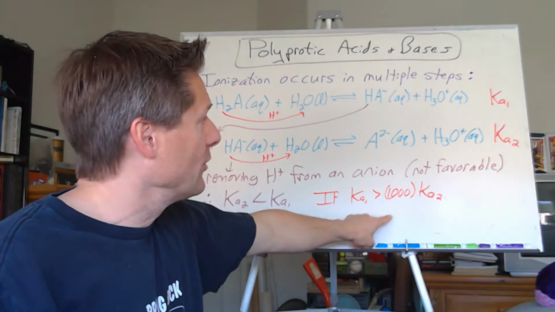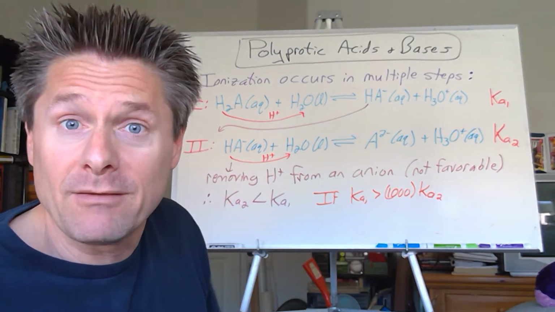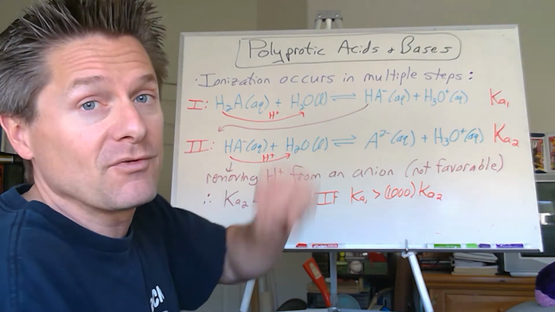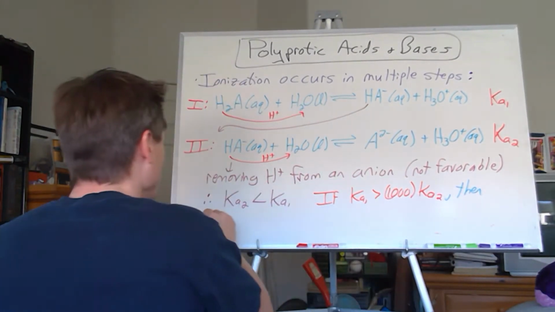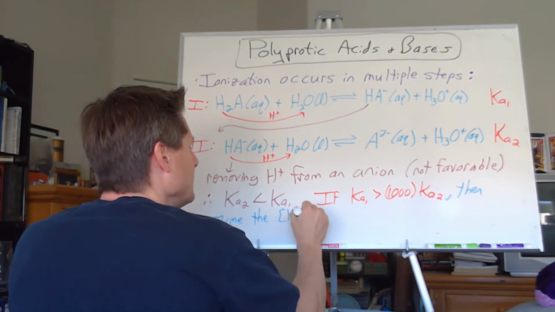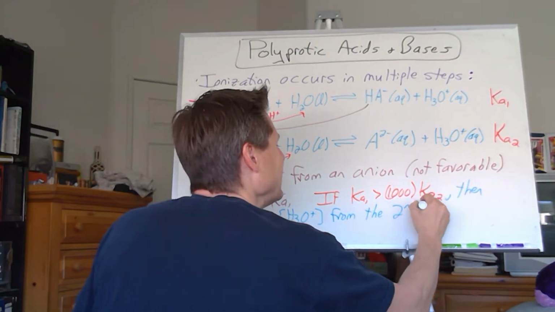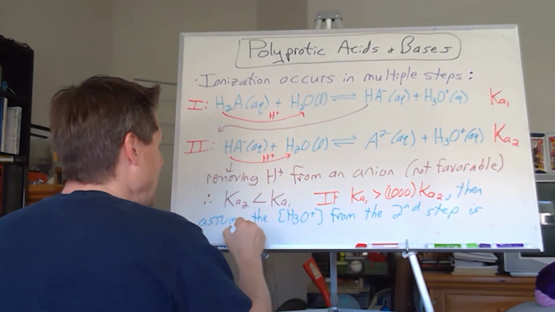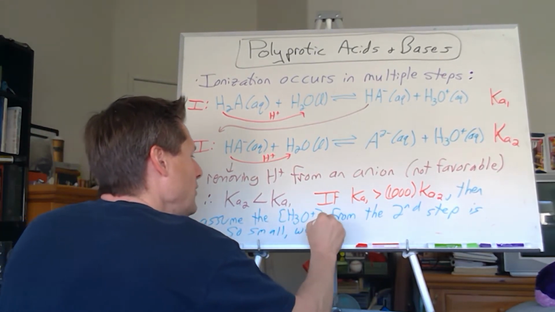So we can do a little test here. Take 1,000 times the Ka2 value, and if your Ka1 is still bigger than that, we can make a really important simplifying assumption that all the H3O plus comes from step one. If this is true, then we're going to assume the hydronium ion concentration from the second step is negligible. So small, we can ignore it.